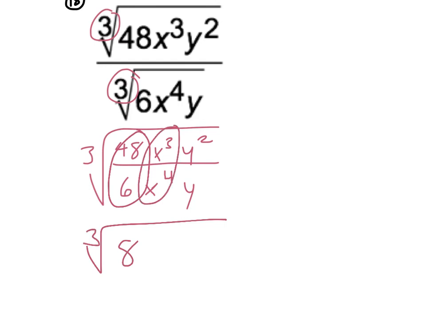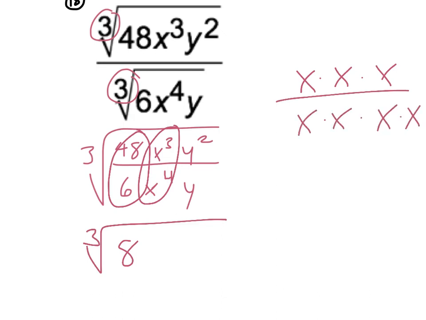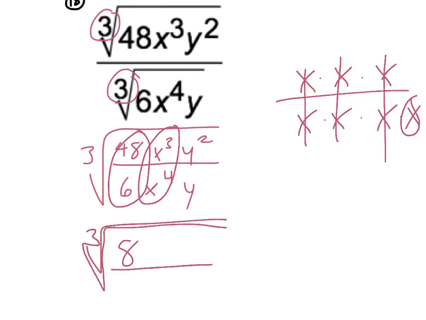Next, we're going to move on to the x's. So if we have 3 x's on the top and 4 x's on the bottom, 3 of them are going to cancel out, and we're just left with 1 x on the bottom. So on the bottom, we're left with just 1 x. And we're going to do the same thing for the y's. If we have 2 y's on the top and 1 y on the bottom, we're going to be left with 1 y on top.